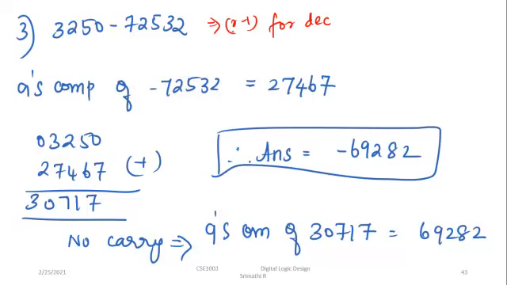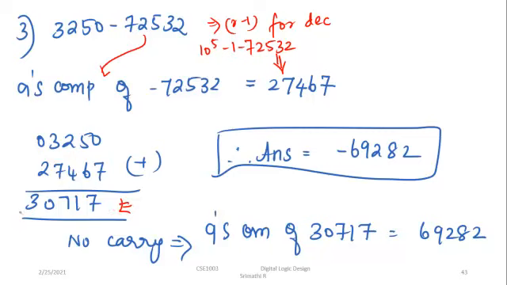So what I have to do, I need to take the 9's complement of 72532, which is 10 power 5 minus 1 minus 72532, and that gives this answer, 27467. Then this number I need to add with the 3250. So add this, and I'll have this as the result.